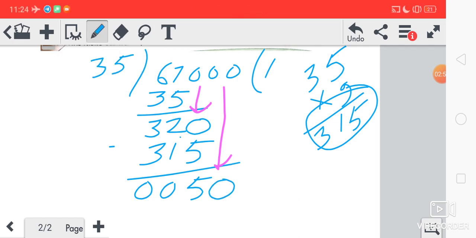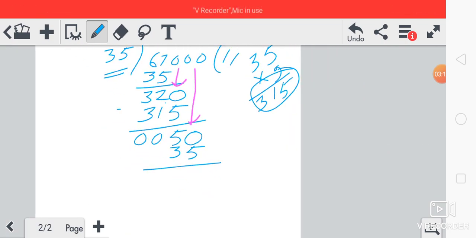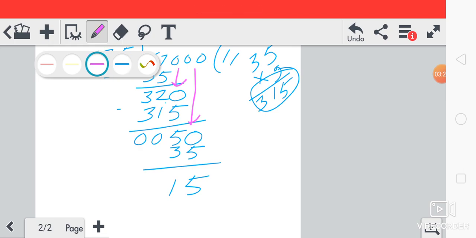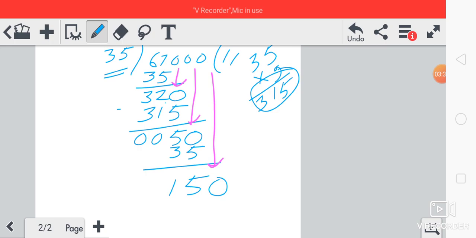Now here it is 35 and here it is 50. So we can take 1 time. 35 ones are 35. Now how much will we get? 10 minus 5, we get 5. Here 4 is left. 4 minus 3, we get 1. Now this 0 will come down. It will become 150.